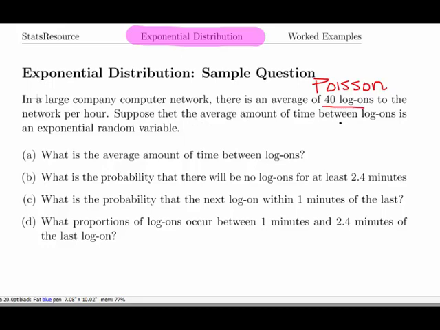Suppose that the average amount of time between logons is an exponential random variable. So in this case, we're explicitly told that, and that is helpful. So we have four questions here. What is the average amount of time between logons? What is the probability that there will be no logons for at least 2.4 minutes? What is the probability that the next logon will be within 1.5 minutes of the last logon? And what proportion of logons occur between 1 minute and 2.4 minutes?